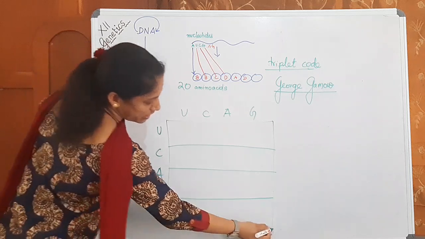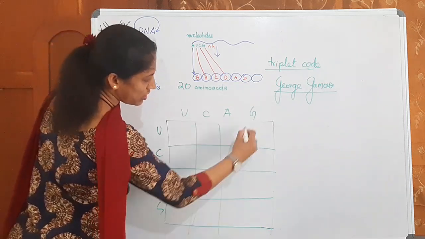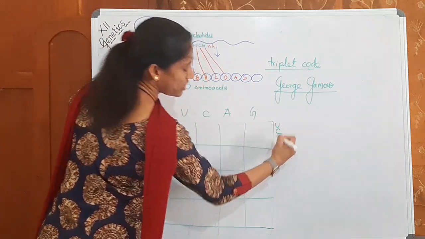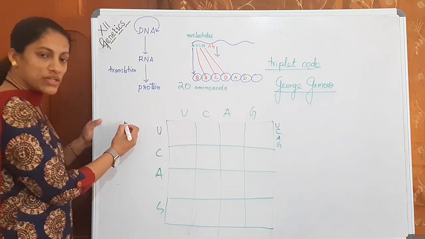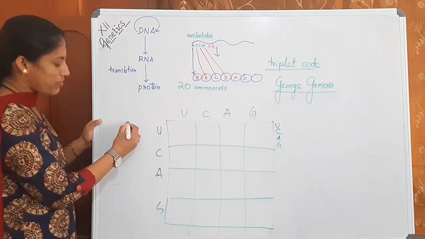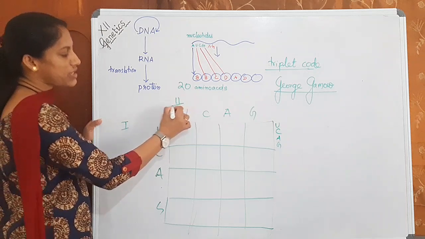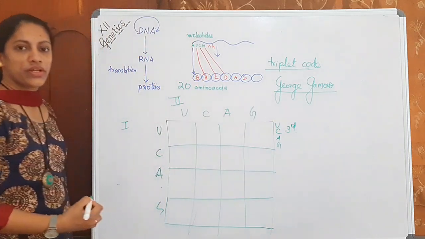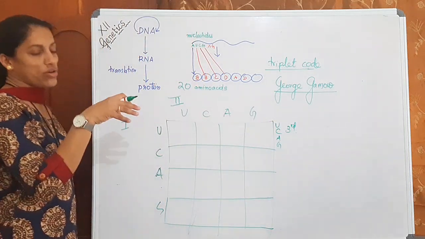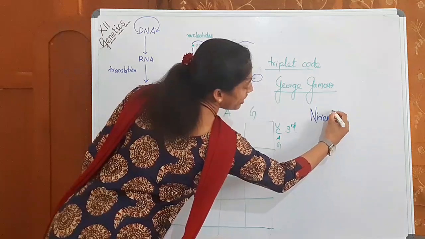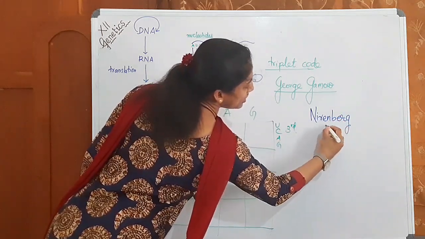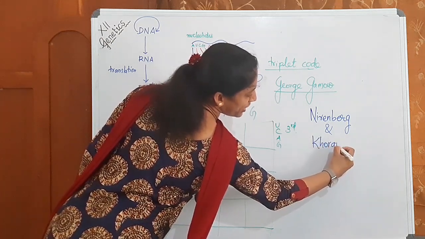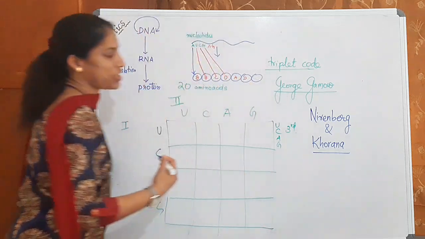So in every box you have to write this all. The first letter of the triplet code is the first base from this side, this is the second base position, and the third base is from the right side. This type of genetic code was deciphered by Marshall Nirenberg and Hargobind Khorana. They got the Nobel Prize for this great proposition.